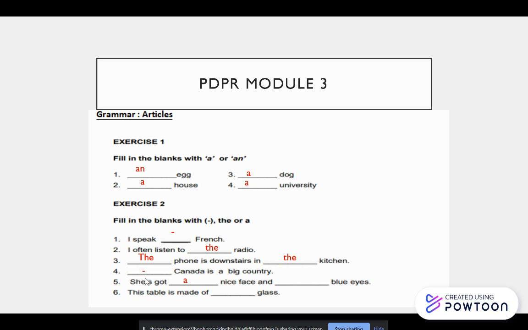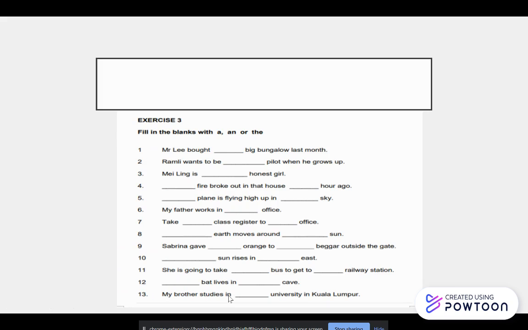She's got a nice face and blue eyes. So here is plural, blue eyes. So you don't have to put an article there. So the table is made of glass. So it's made of glass. We are not mentioning anything about specific. It's plural there. So because of that, we don't have to put an article there.